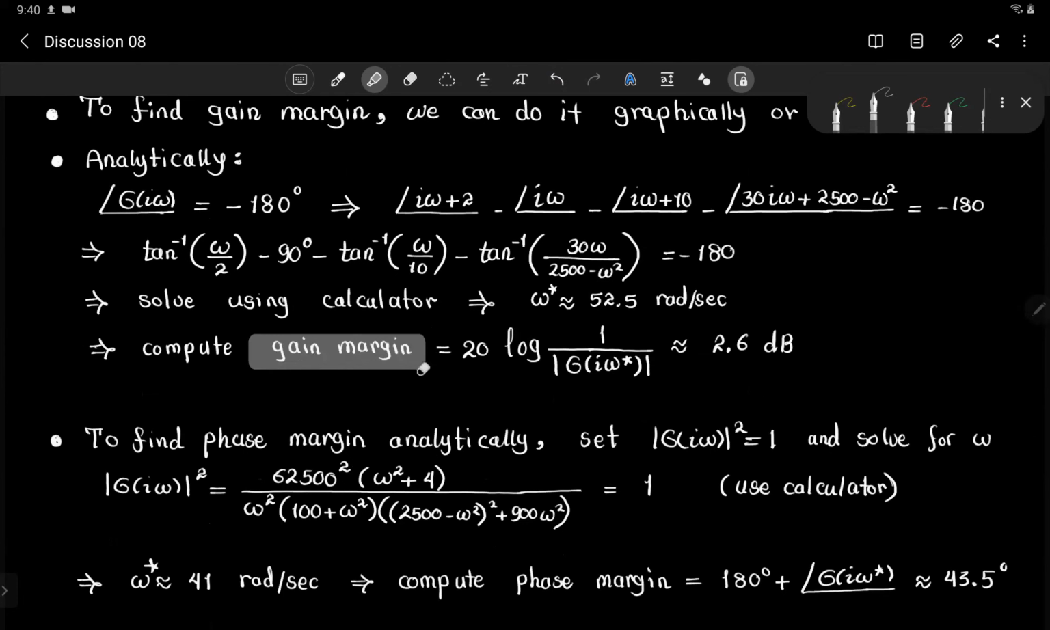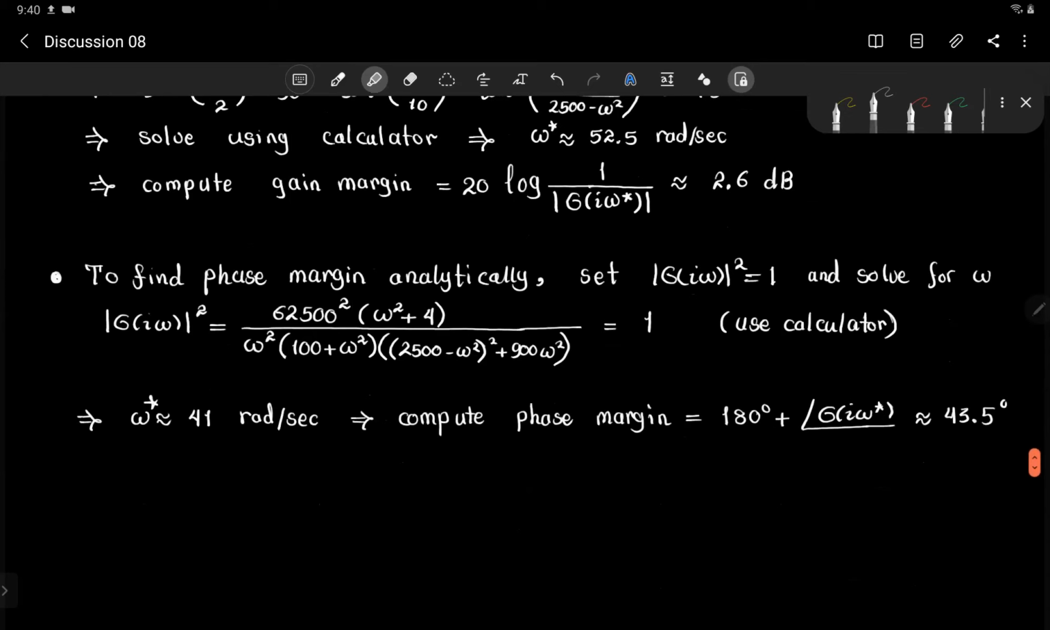So we compute the gain margin at that particular frequency. It's going to be equal to 20 log of 1 over the gain at the critical frequency, which will give us 2.6 decibels. This is the gain margin. The next thing is the phase margin.